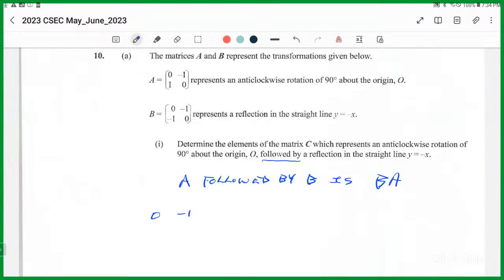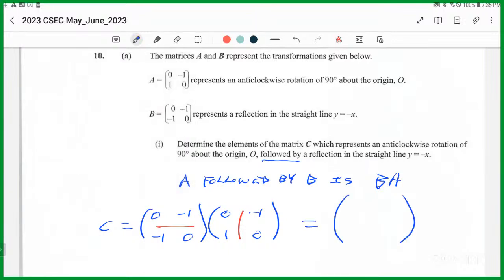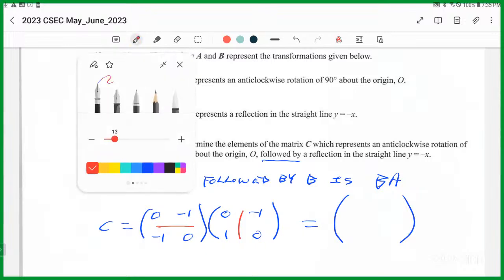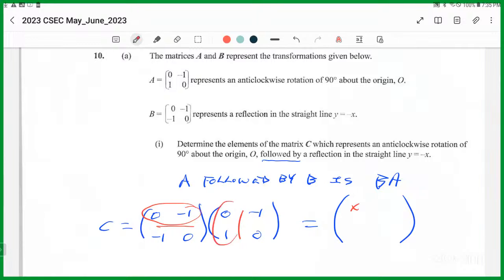So we're doing 0 minus 1, minus 1 0. So C equals this, a single transformation, C equals BA. And A is 0 minus 1, 1 0. I multiply them the same way again. The first value here is this row times this column: first element times first element, second element times second element. So 0 times 0 is 0, and negative 1 times 1 is negative 1. This value is negative 1.